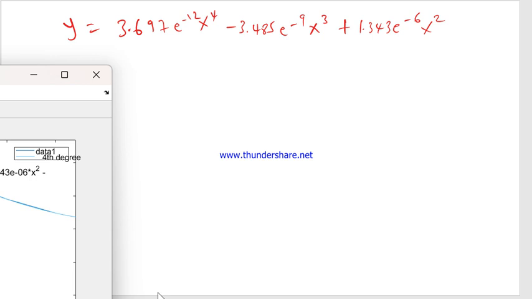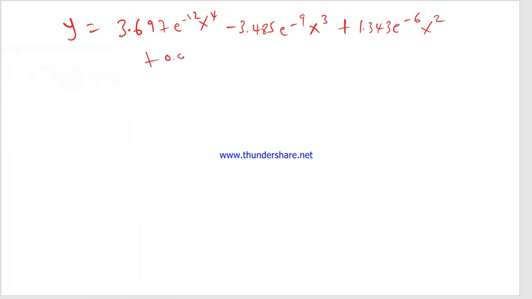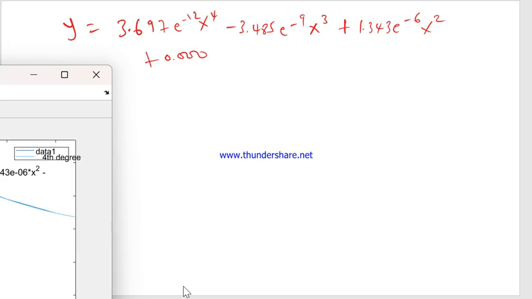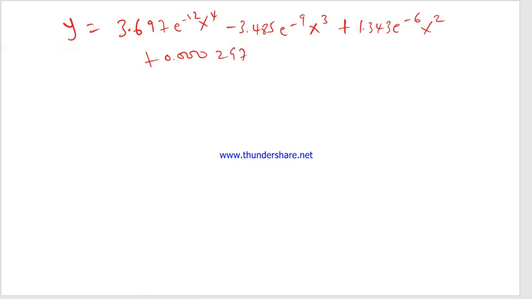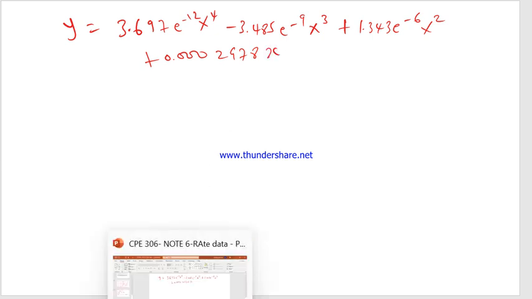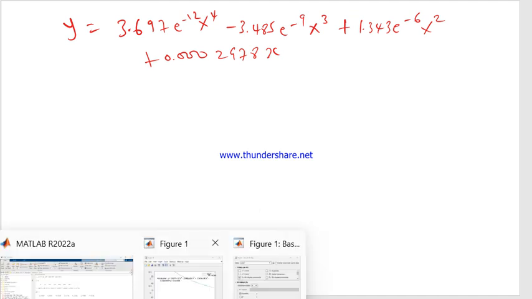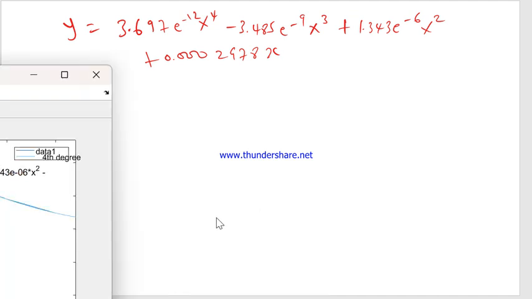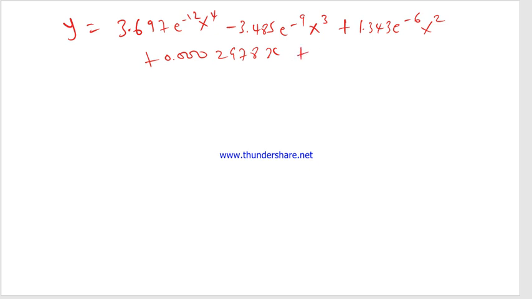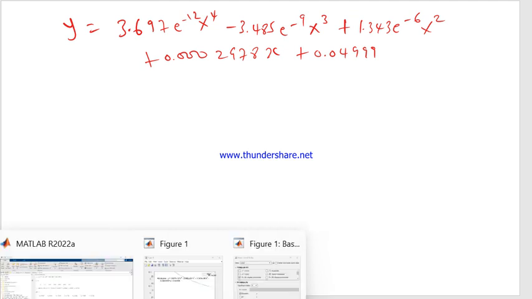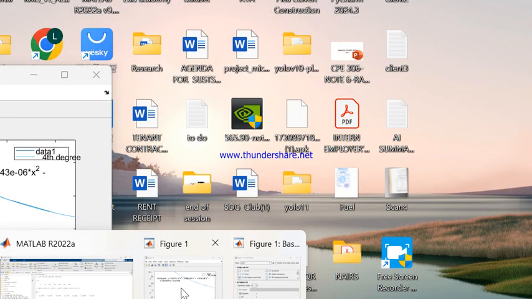plus 0.2978x, and finally plus 0.04999. So what do we have from here?